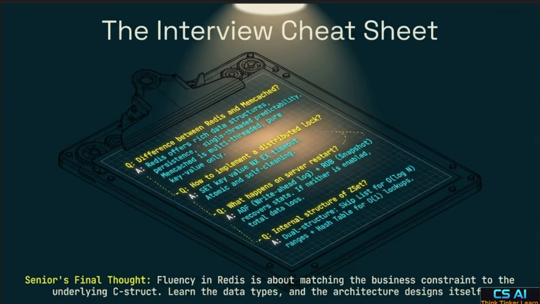Now, I have a question for you. Have you ever had a production issue caused by an O(n) command blocking a single-threaded Redis instance? And how did you debug it? Let me know in the comments below.